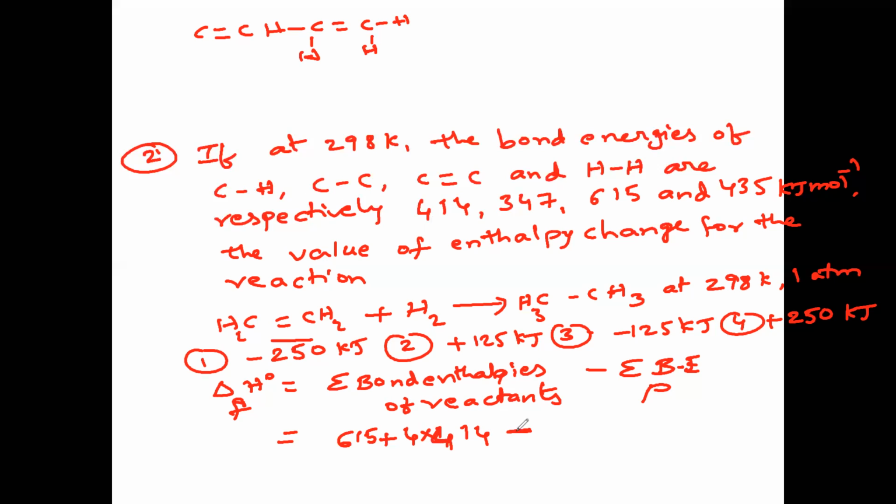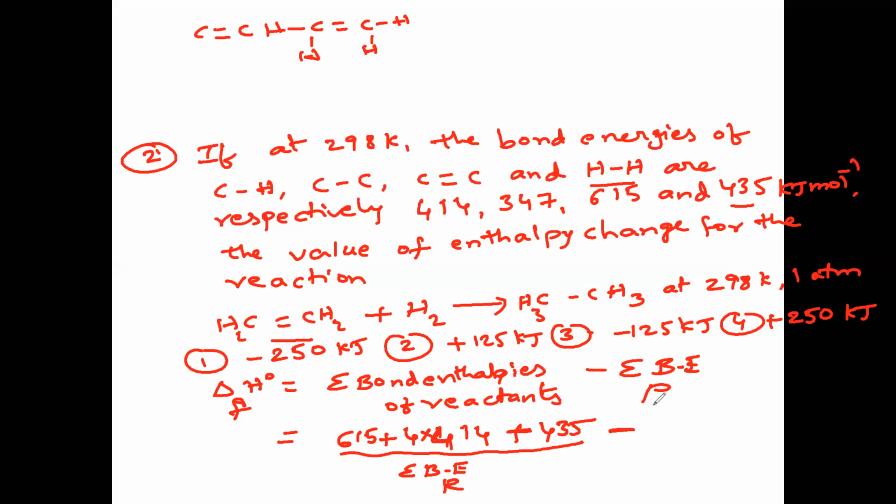This is plus again. This is the first reactant. Second reactant, the HH bond. In hydrogen molecule, one HH bond is there. So 1 into HH bond enthalpy, which is given as 435. So plus 435. This is bond enthalpy of reactants, minus bond enthalpy of products.